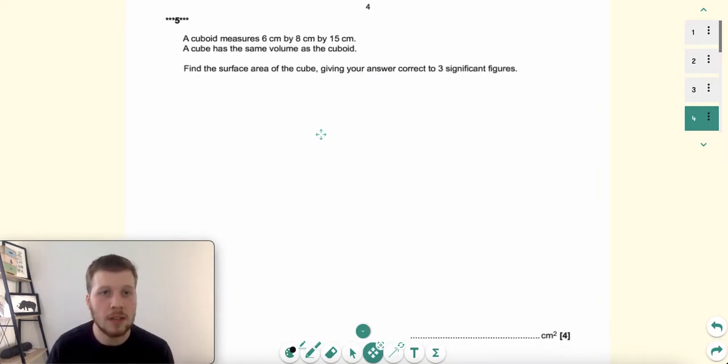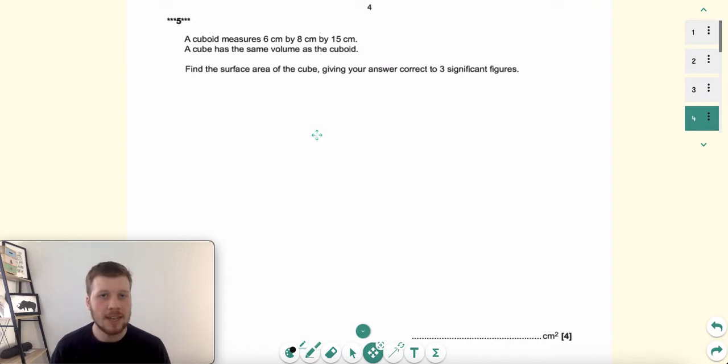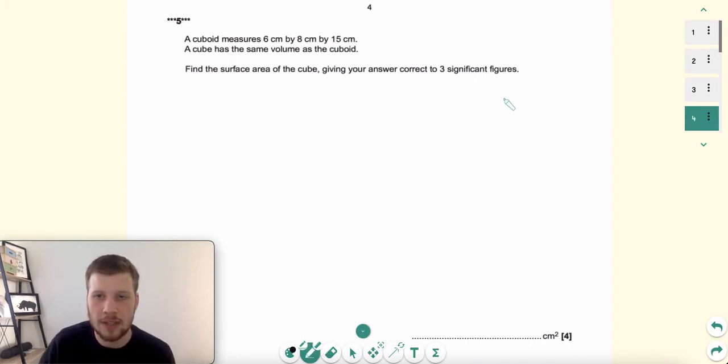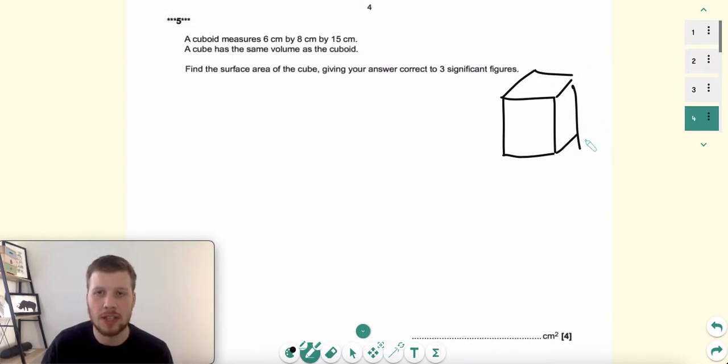Question 5, it says a cuboid measures 6 by 8 by 15 and it has the same volume as a cube. I want to find the surface area of a cube. Well, let's think about this. I've got a cube and I want to know what its side length is first, because that's how I can work out the surface area, by doing x times x and then multiplying through by 6 to get every side.